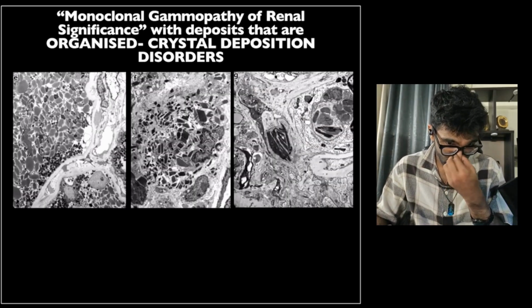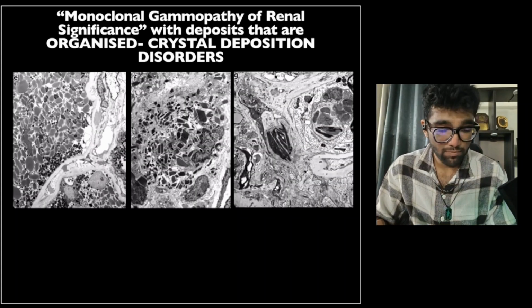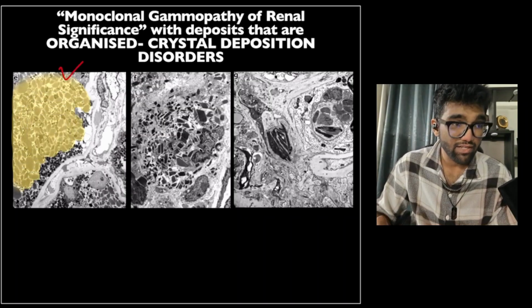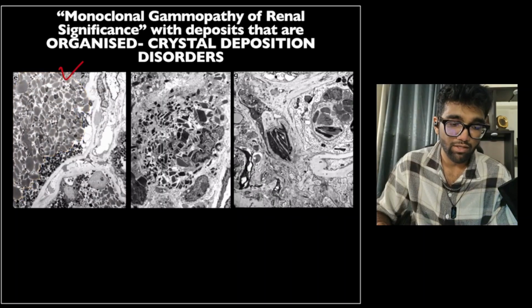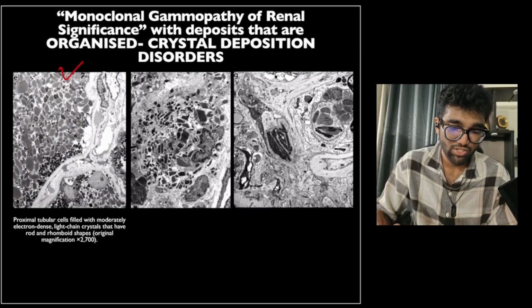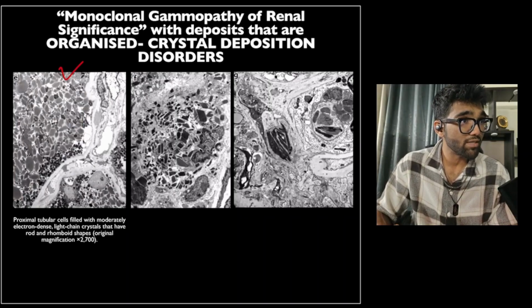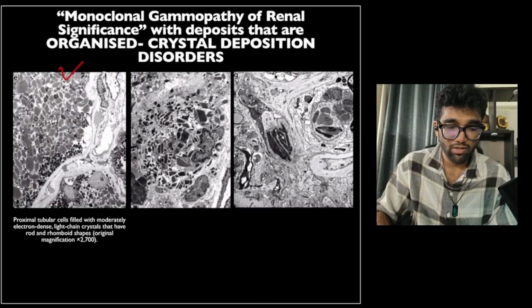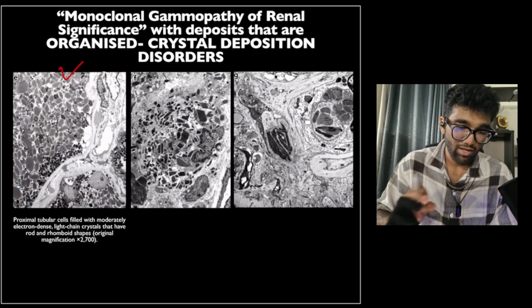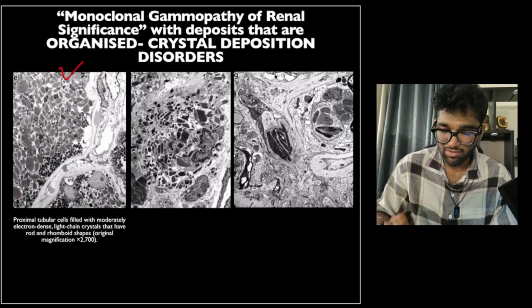Okay. So these are three electron microscopic images. The first image shows something very interesting. It shows a lot of polygonal shaped crystals which are both rod-shaped and rhomboidal in shape, located within proximal convoluted tubules in this diagram. Now, how do I know this is a proximal convoluted tubule? It is because of where the photomicrograph has been taken from.